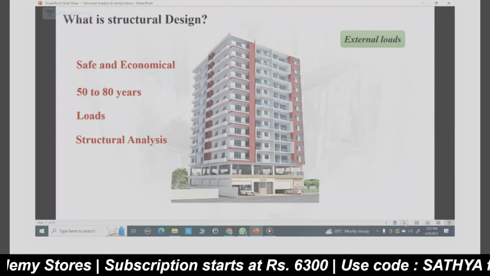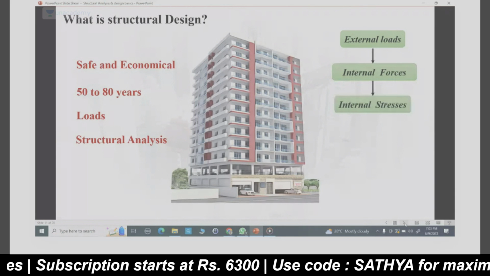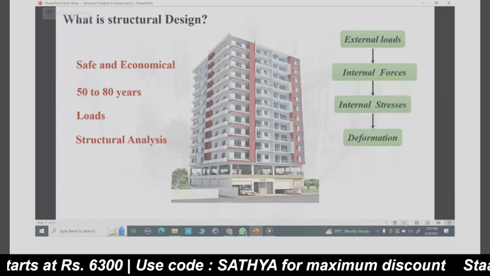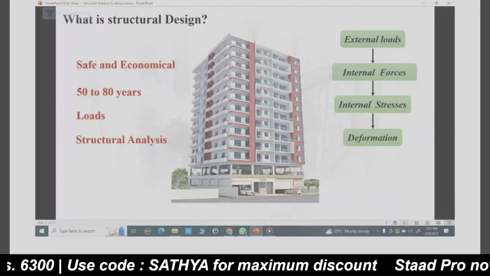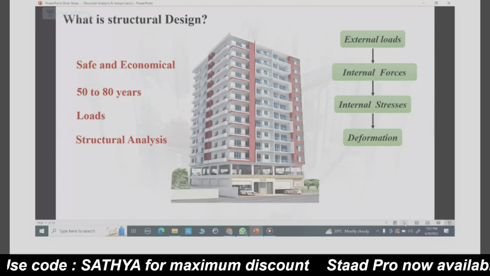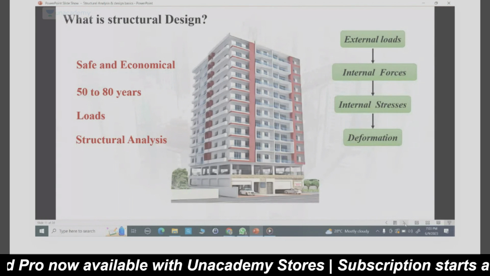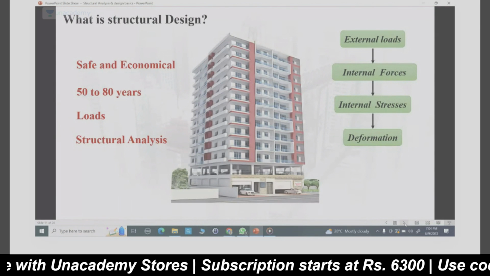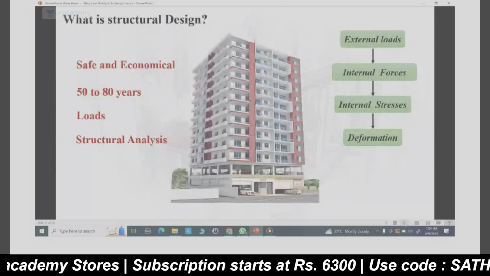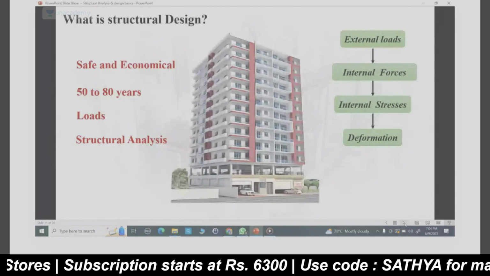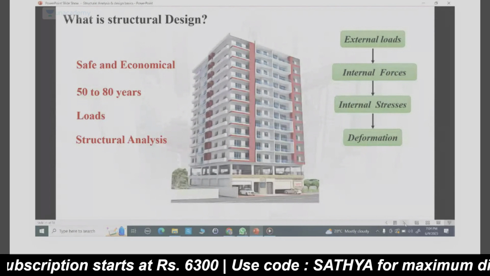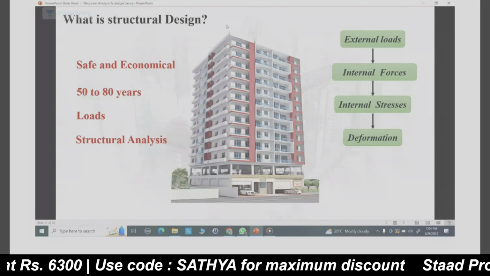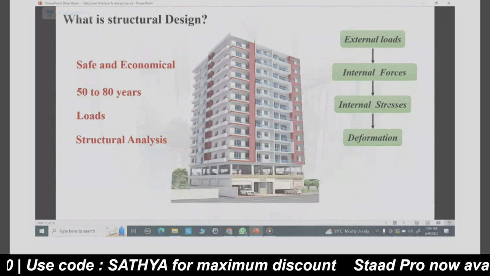Let me explain here. Due to the external loads we get internal forces, and due to the internal forces we get internal stresses, and these internal stresses cause deformation. Deformation means the structure moves away from its original position. In order to avoid this kind of deformation, we need to do the analysis, calculate the internal forces and accordingly design the structure. So to avoid this, we are designing the structure.